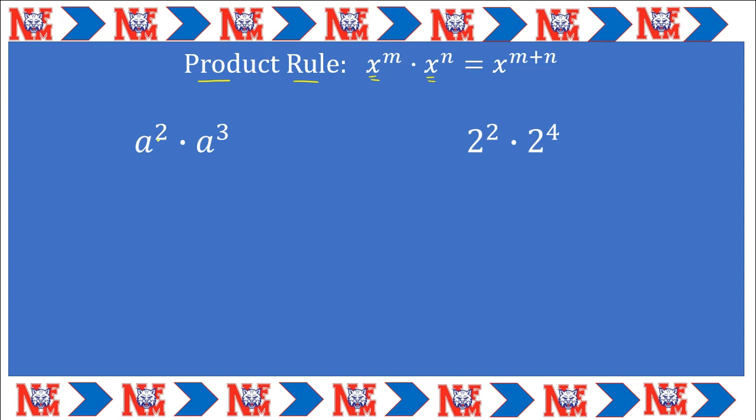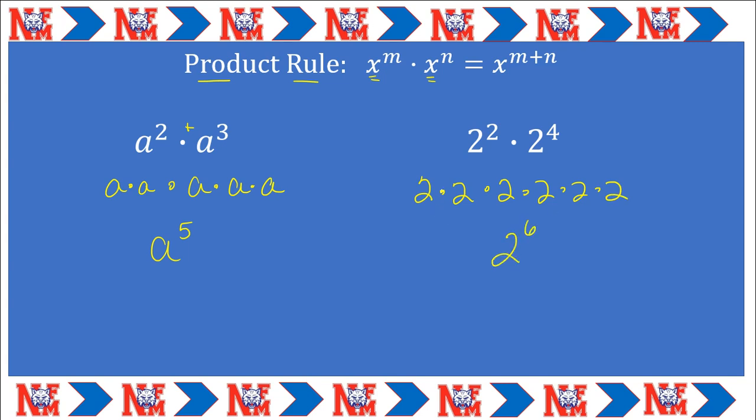We have a squared times a to the third. We're going to expand a squared into a times a, and then it's multiplied by a times a times a. So really, we have 5 a's that are being multiplied. You can see that 2 plus 3 gives us the 5. Let's take a look at one more example to expand. We have 2 squared times 2 to the fourth. 2 squared is 2 times 2, and then times 4 more 2's being multiplied, which is a total of 6.